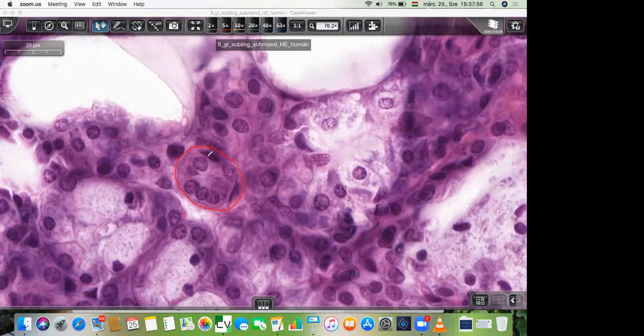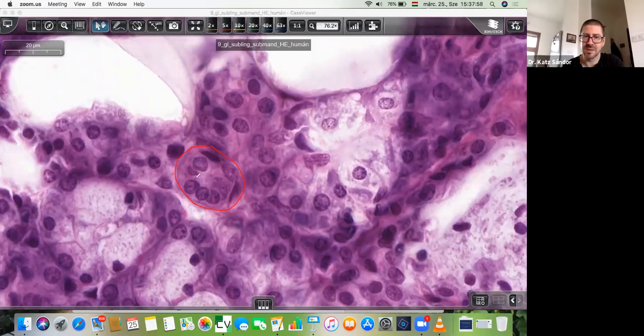Okay. So this is an intercalated duct, because this is a typical aspect of the mucus. The serous acini are much bigger. So here the size of the structure is the key to figure out which one is which. Okay, thank you.